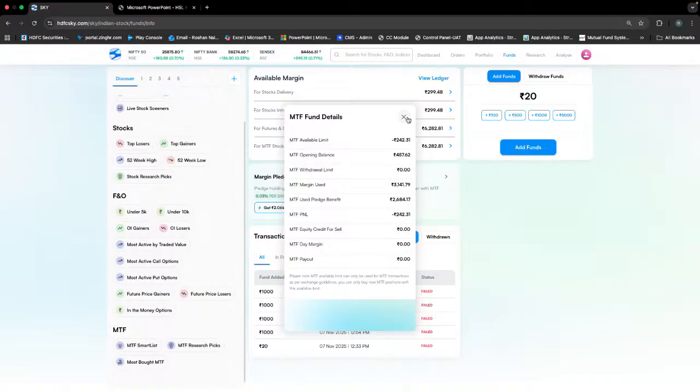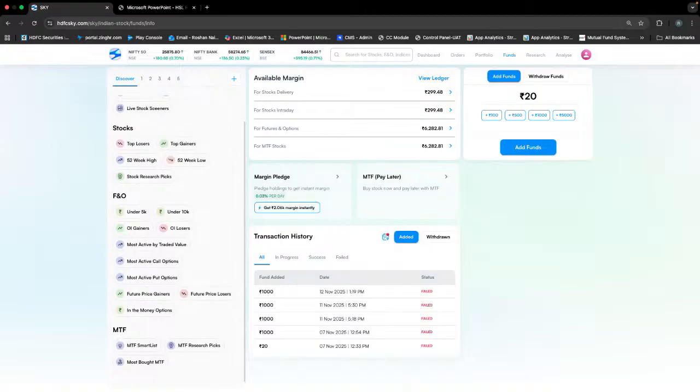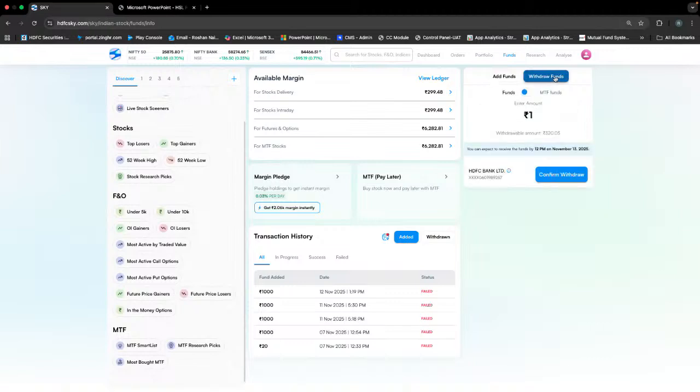So this is also one of the great advantages of using MTF in Sky. It's completely separate and it keeps your portfolio clean for you to manage your investments. Right? Even for withdrawal of funds, we have a separate section for MTF withdrawal. You have an MTF funds section, you have a separate section.